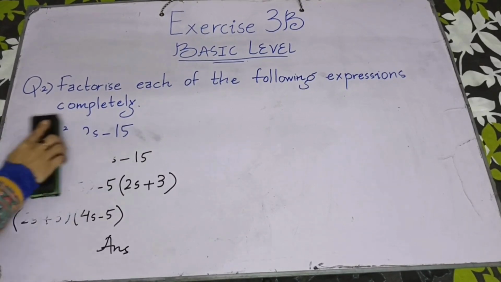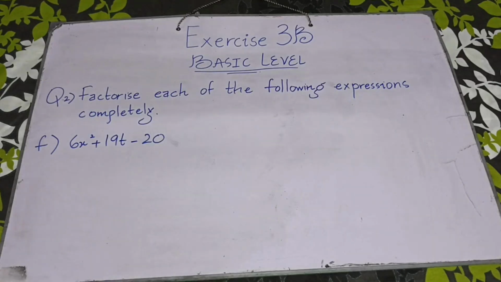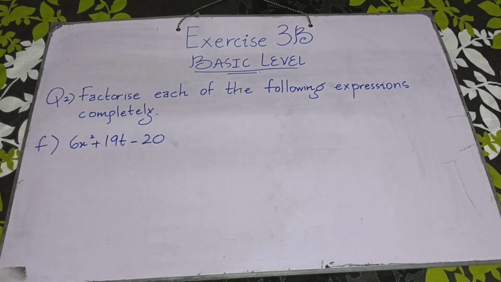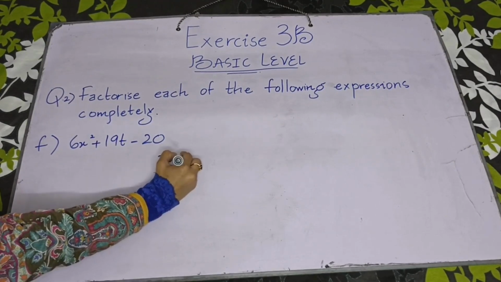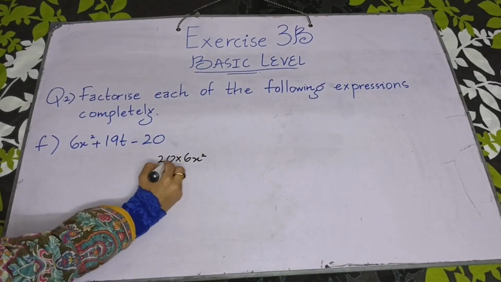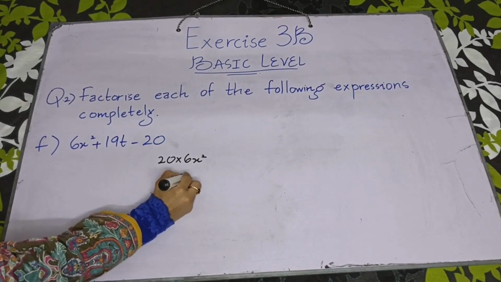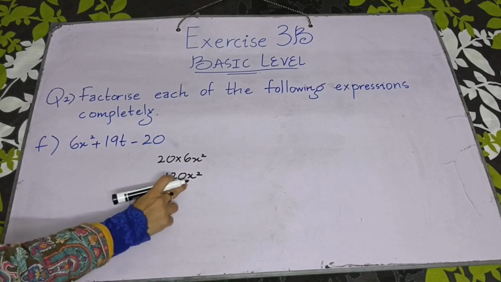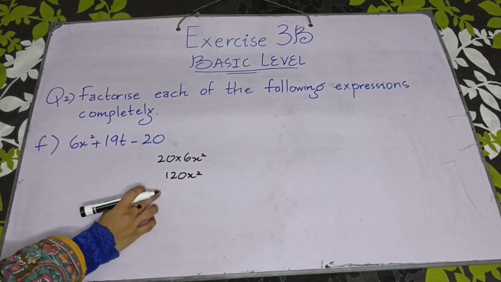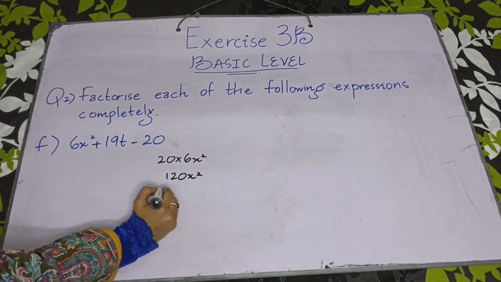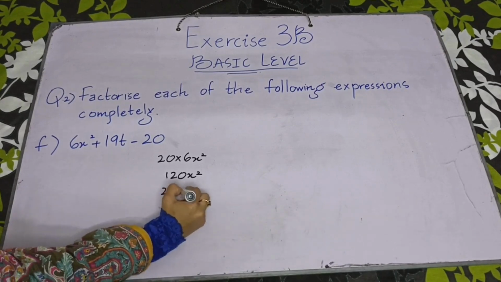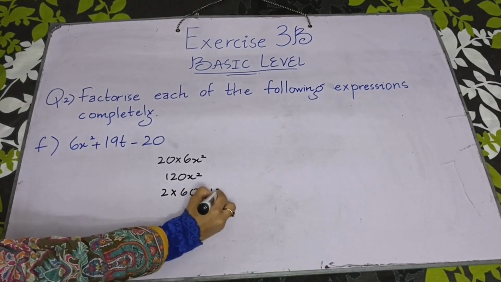Now moving to part F. Question number 2, part F says 6x square plus 19t minus 20. Again the same strategy. First and last term I will multiply. 20 multiplied by 6x square. 20 multiplied by 6 is 120x square. Now we have to take out 120. For 120, in which table does 120 come? In the 2 times table it comes to 60 times 120.